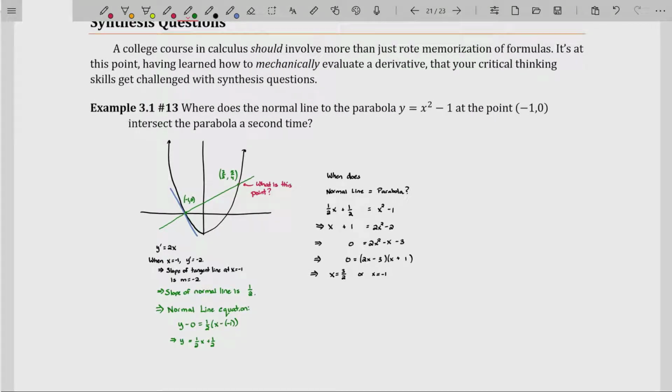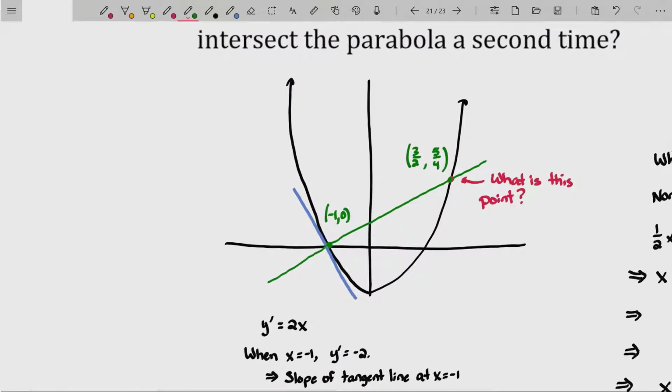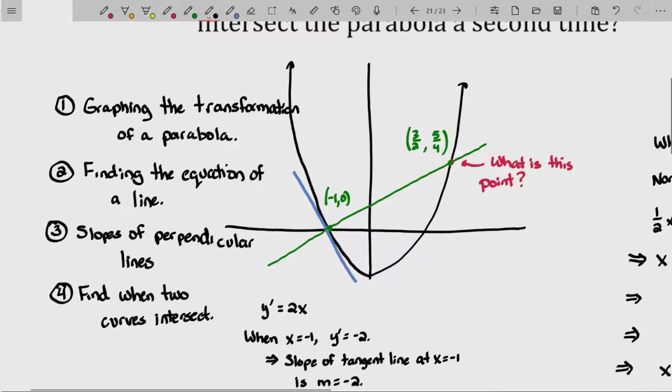Now, as you could probably see from this problem, it seems very complex to begin with. However, this is the hardest part of calculus. It's not the calculus itself. It's the synthesis of all of the material up to and including calculus. So if you notice within this problem, we used the following skills. We graphed the transformation of a parabola.